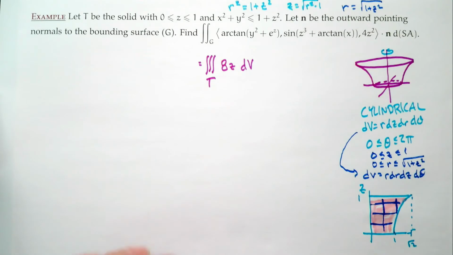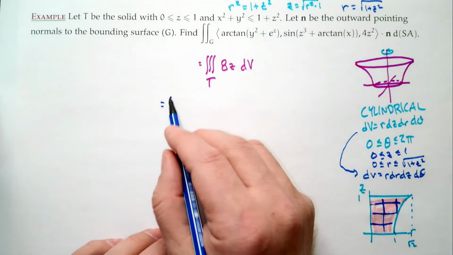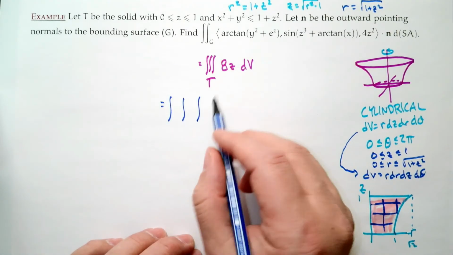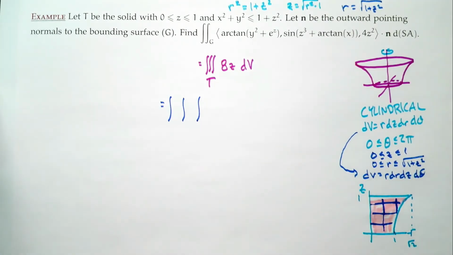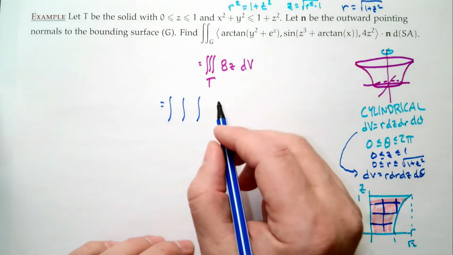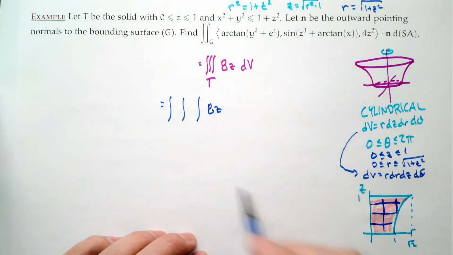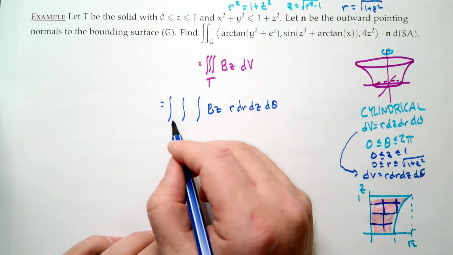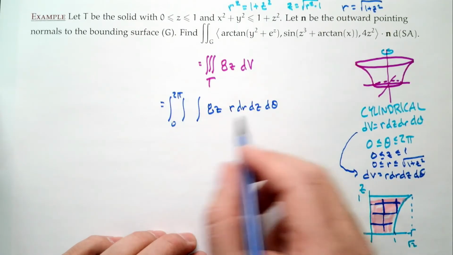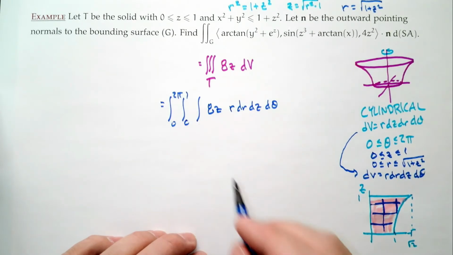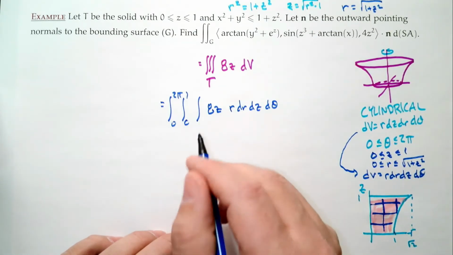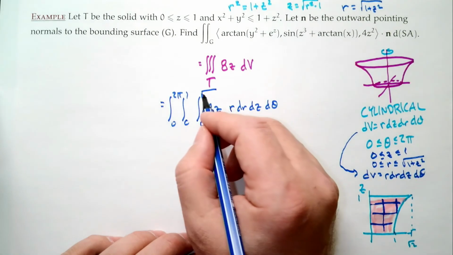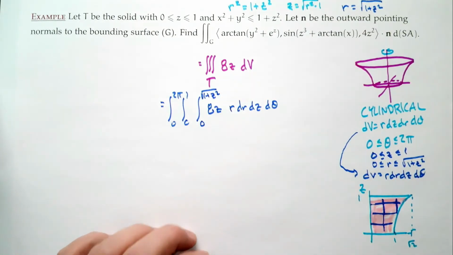So now we can set up our integral. So this becomes integral, integral, integral. The 8z in cylindrical coordinates, what does 8z become? It becomes 8z because it's the same thing. All right, 8z. And then we've got our dV. That's r dr dz dθ. Theta goes 0 to 2π. Z goes from 0 to 1. And then r goes from 0 to the square root of 1 plus z squared.